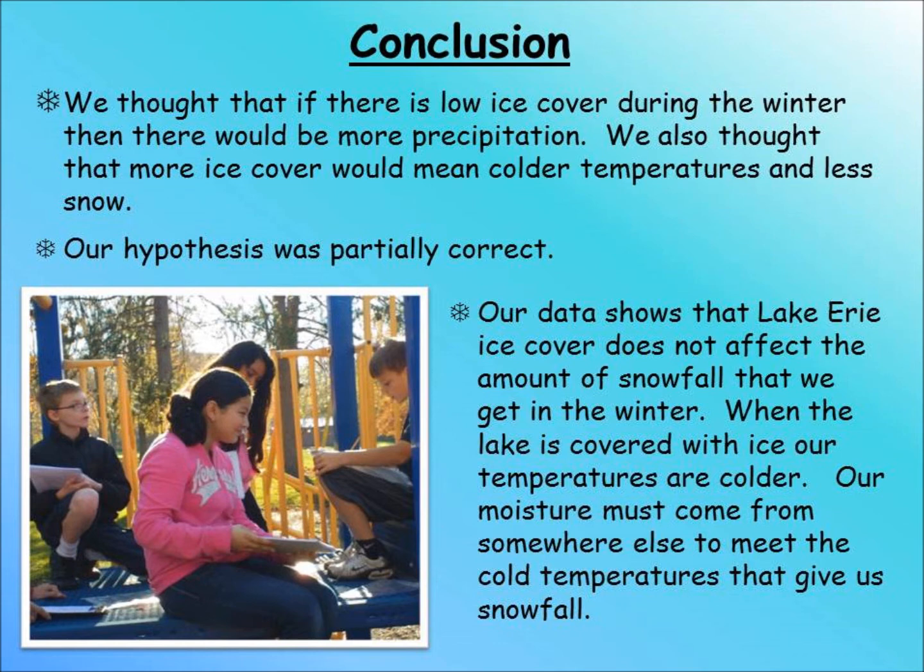The GLOBE cloud cover data that we have collected at our school since 2006 showed us that during the winter, the majority of days have cloud cover that is broken or overcast. It does not matter what the ice cover is on Lake Erie. The evaporation from the lake without ice must go to the east. We will need to continue our quest for finding out what affects our winter climate and snowfall in Norwalk, Ohio.